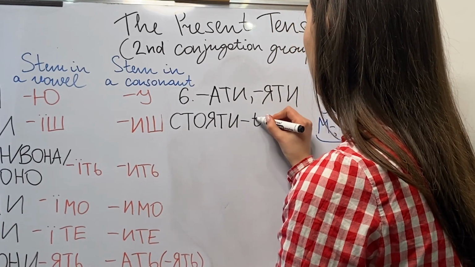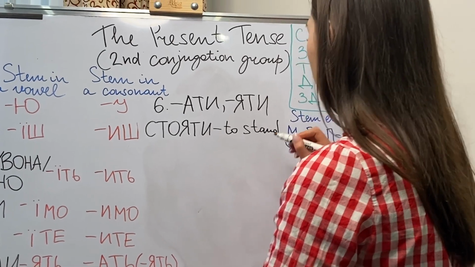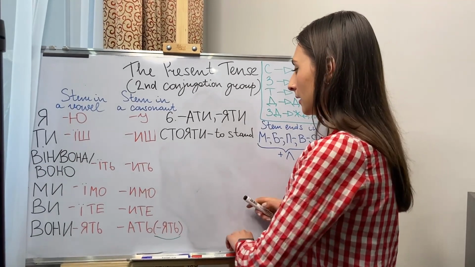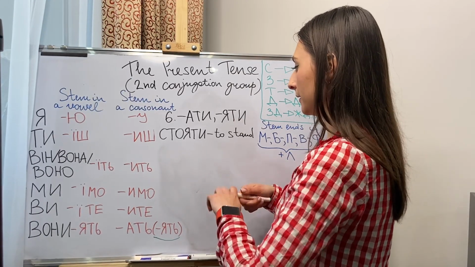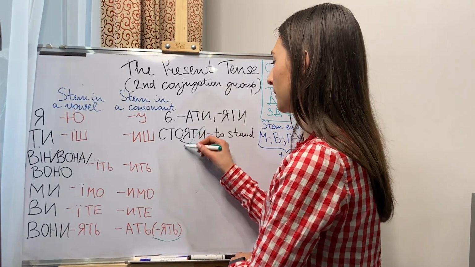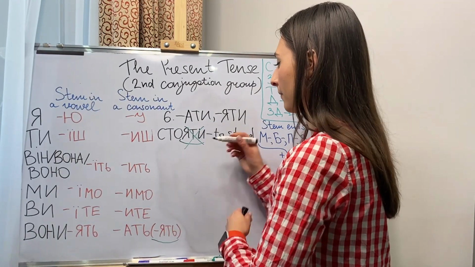Стояти, it means to stand. So we have here the ending яти. We can see it here. We drop it. We have the stem сто.